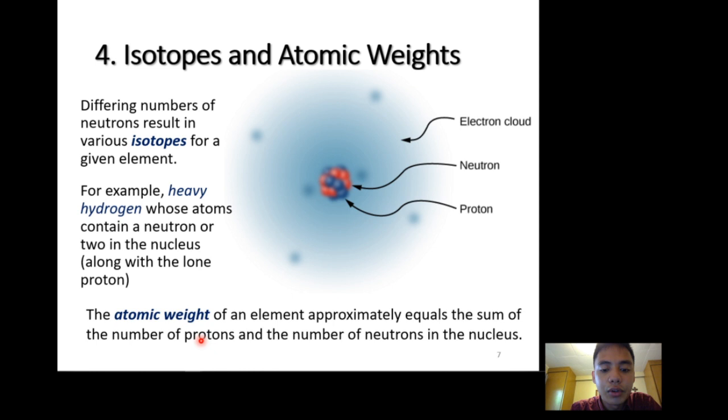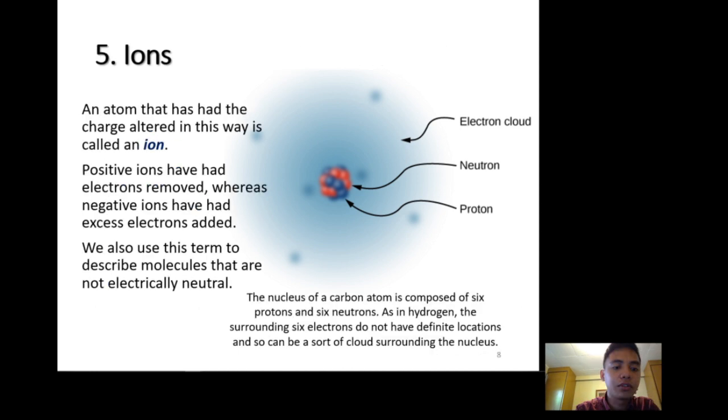An atom that has had the charge altered in this way is called an ion. Okay, ion. So isotopes is a general term, and then ion is the term we use for atoms, no? Positive ions have had electrons removed, whereas negative ions have had excess electrons added. Okay, take note, negative ions have had excess electrons added.